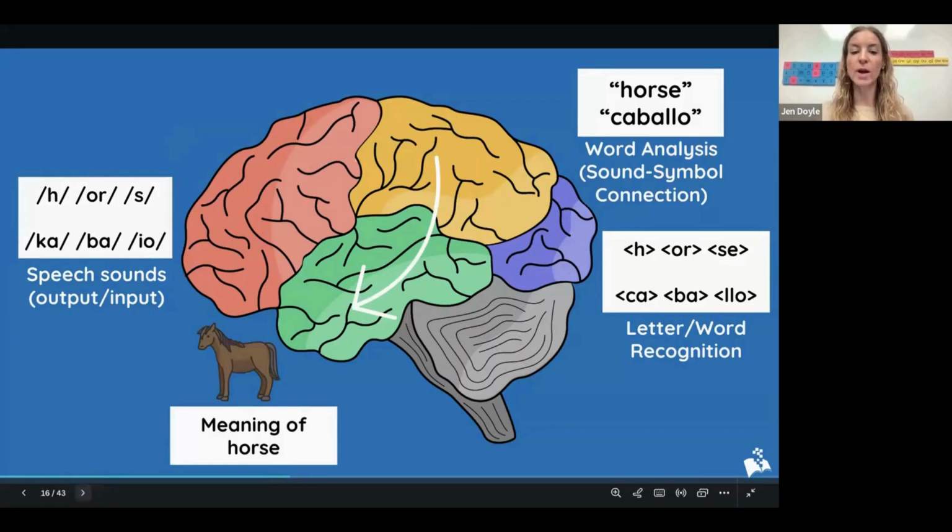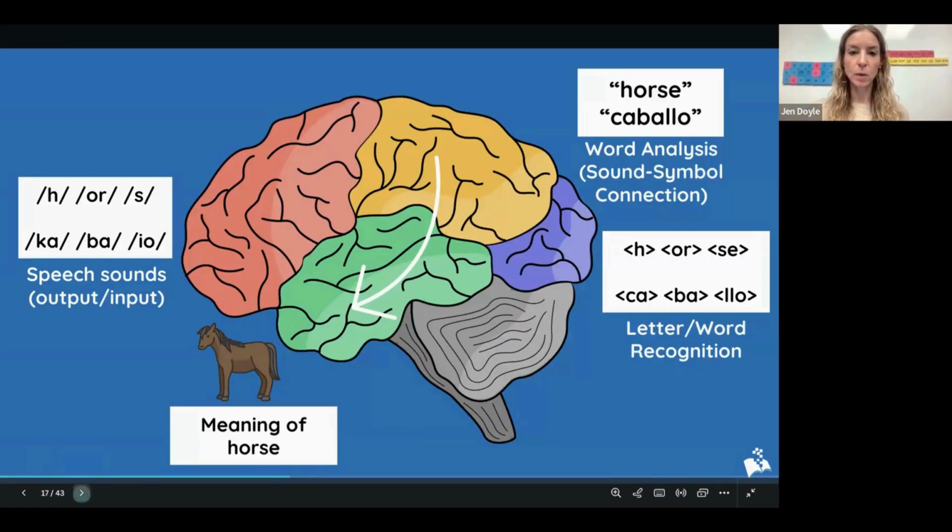And then, of course, we also need to develop the meaning of the word horse, because we have to understand and be able to visualize, what does a horse look like? And we have to understand how that connects and relates to our background knowledge. So what we have in our brain is this semantic map that connects all of those pieces. And so that's why it's really important to build that meaning while you're teaching students phonics. Continue to build that meaning so they build all of those connections in their brain and not just focus solely on phonics.